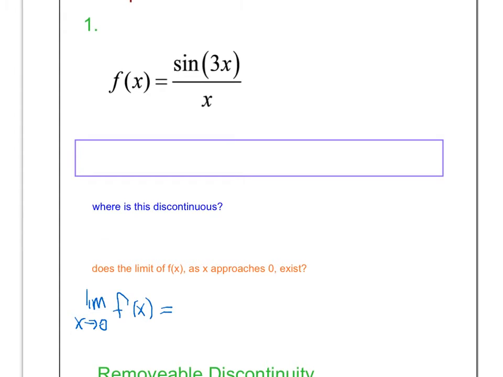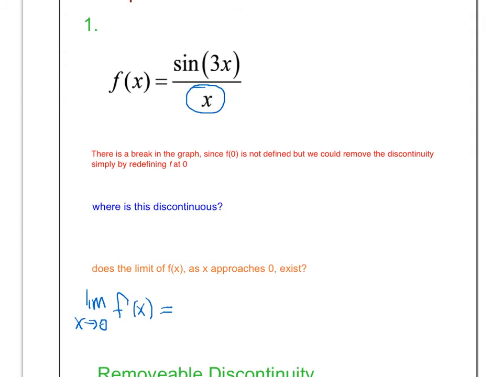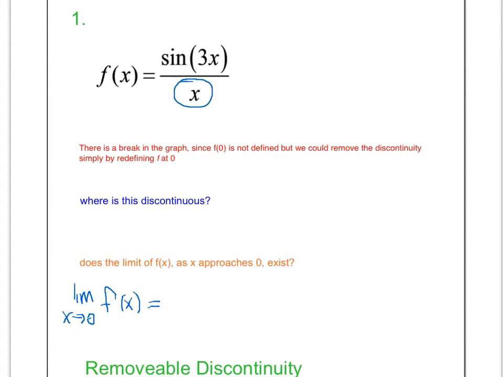So let's take a look at example 1. f of x equals sine 3x over x. In my head, I'm wondering, where is this discontinuous? And does the limit of f of x as x approaches 0 exist? Because I have a denominator, clearly the issue is at x equals 0. We learned last week that we could plug it into our calculator and look at what's going on, and we should see that this is in fact approaching 3.